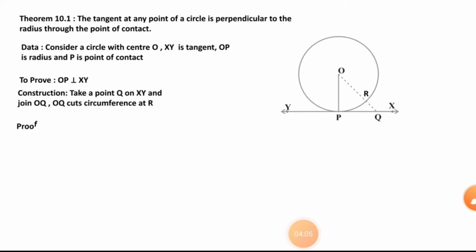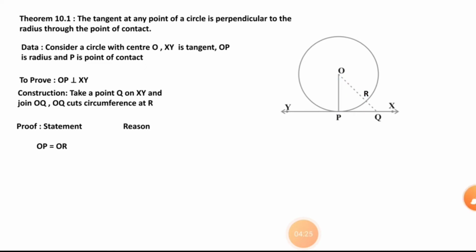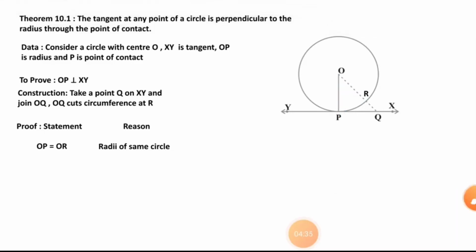Then the last part of a theorem is the proof. It will be divided in two parts, statement and reason. The first thing we have written here is that OP is equal to OR. Here I am going to show on the figure that OP is equal to OR. What might be the reason behind it? That is, radii of the same circle. You can observe that from O to P and from O to R, both are parts of the same circle, so they are radii of the same circle.